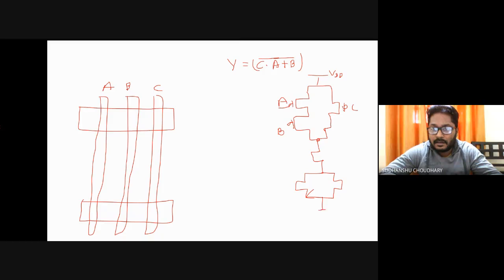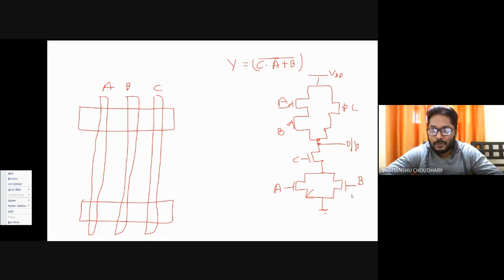And this is then ground. So this is the function Y, which is equal to (C dot (A plus B)) whole bar, right? So let us try to draw the layout of this. And here we have output. Okay, so let us now try to make connections.